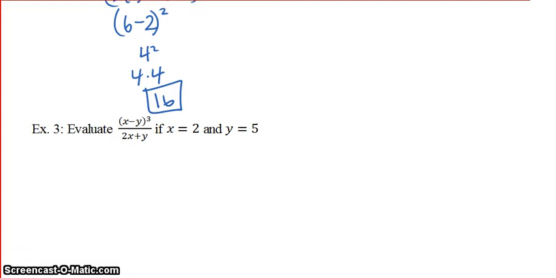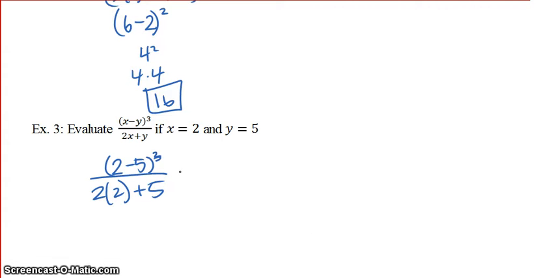Now this one, again, plug it in. So I'm going to plug in 2 for x, so I'm going to have 2, and then I'm going to have minus 5 for y, and that has to be squared, or cubed, my bad, over 2 times x, which is 2, plus 5, because y is 5. I'm going to simplify the top and bottom separately, because if you remember, a fraction bar is kind of a special case, okay? So you do the top of the fraction bar, the bottom of the fraction bar, and then you divide at the end.